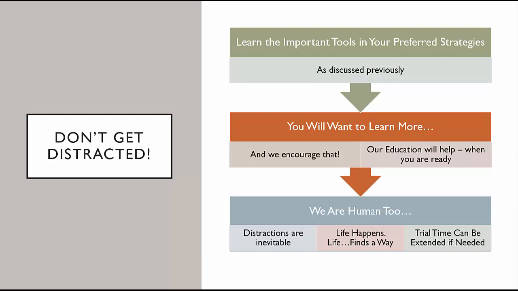And we are human too. We know distractions are inevitable. Life happens. Life finds a way to interrupt our grand plans and our commitments. And that's not a problem. The trial time can be extended if needed. If something comes up, unavoidable, you start your trial and you weren't able to access it in the first 8 to 10 days, no problem. We'll make sure that that gets extended for you so you have full use for 14 days to get used to the tools.